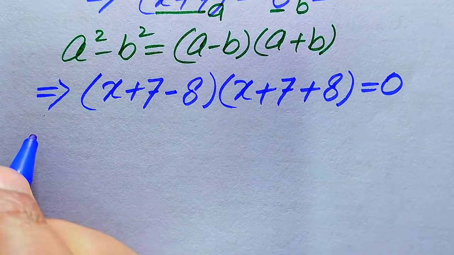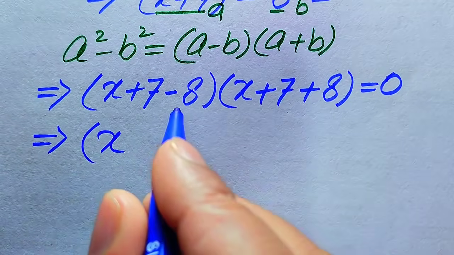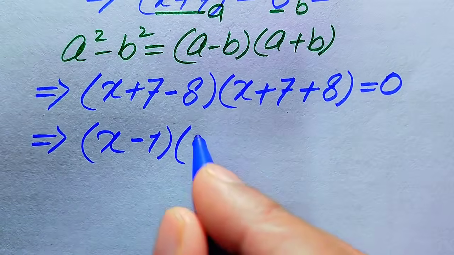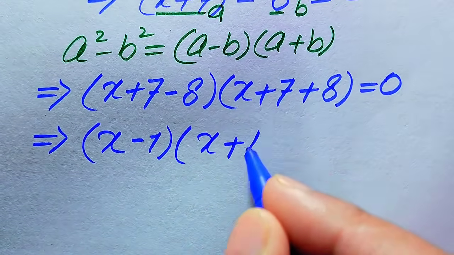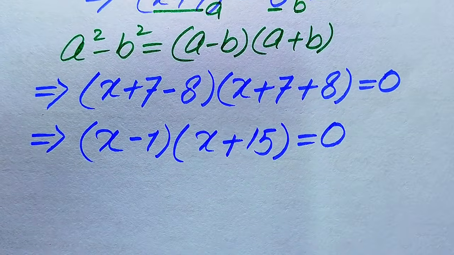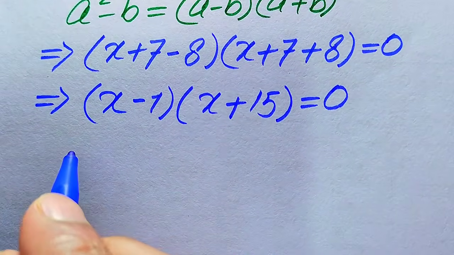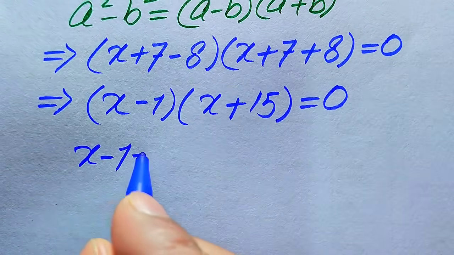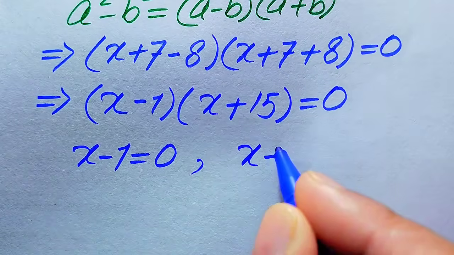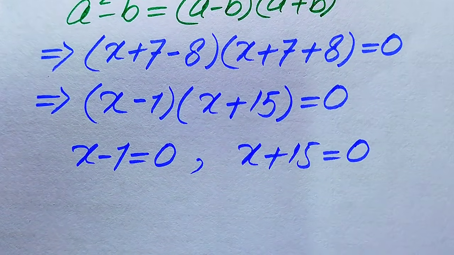In the next step, we need to add or subtract the like terms, and we have 7 - 8 becomes -1, times 7 + 8 becomes 15, and this whole equation equals 0. So in the next step, we divide this equation into two cases. The first case is we write x - 1 = 0, and the second case is we write x + 15 = 0.